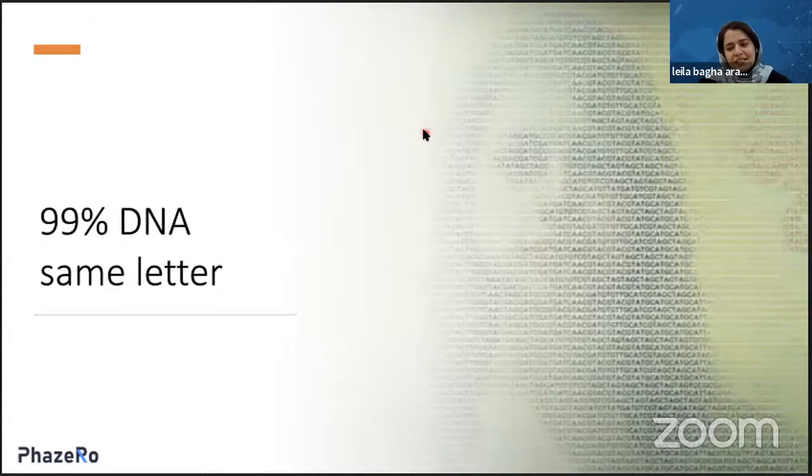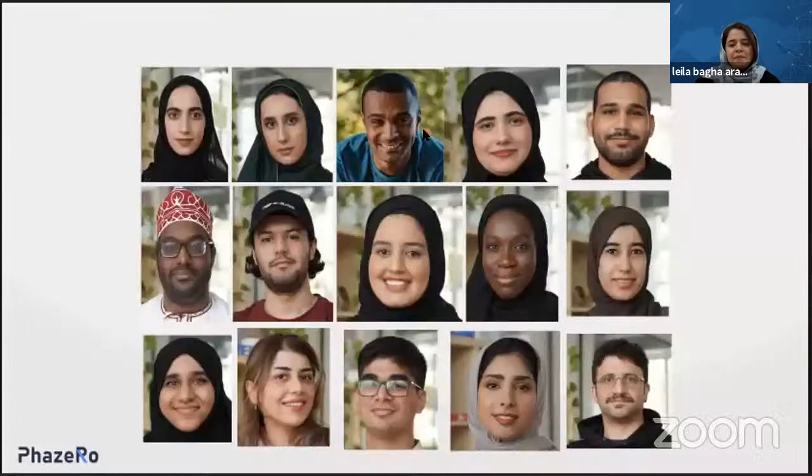99% of the letters in our DNA sequence are the same across the globe, and only 1% is different between you and your friends. Even though it may seem small, this difference has a significant impact on many things, including how you look and your risk of disease.